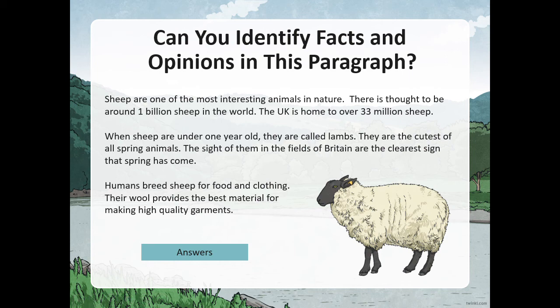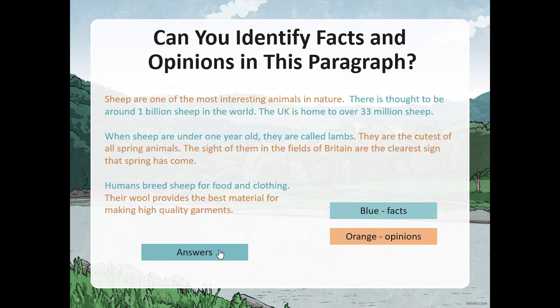Humans breed sheep for food and clothing. That is a fact, we do. Their wool provides the best material for making high quality garments. Again, is this fact or is this opinion? Let's have a look at the answers.